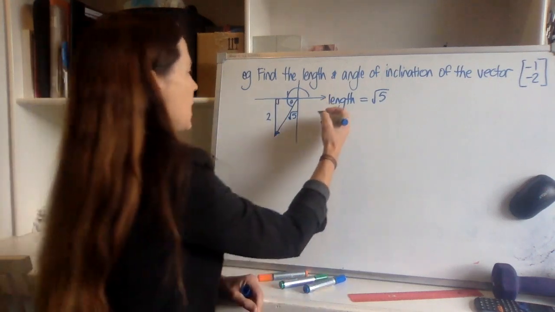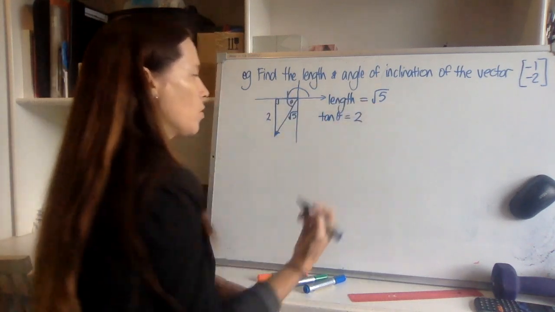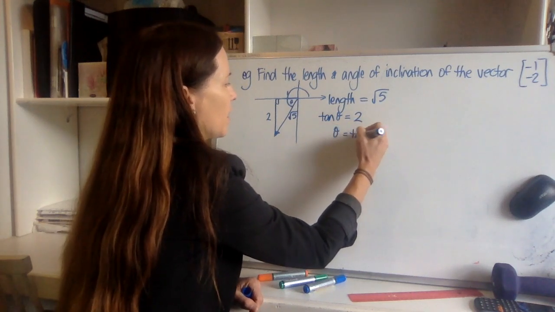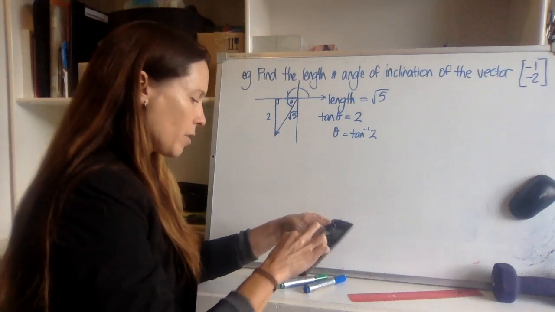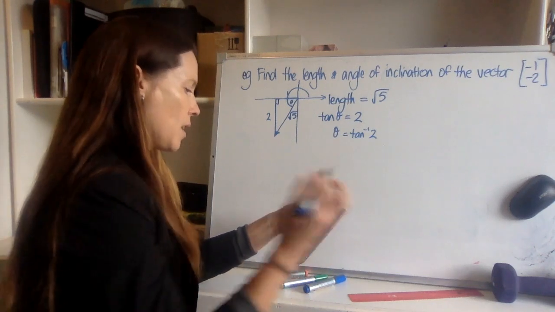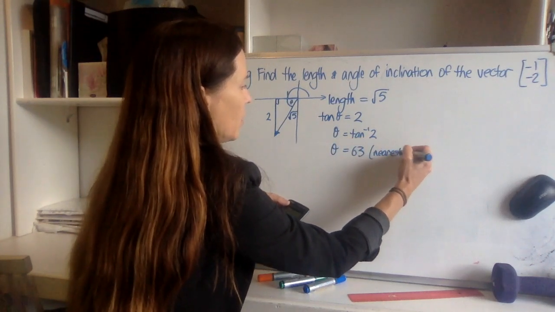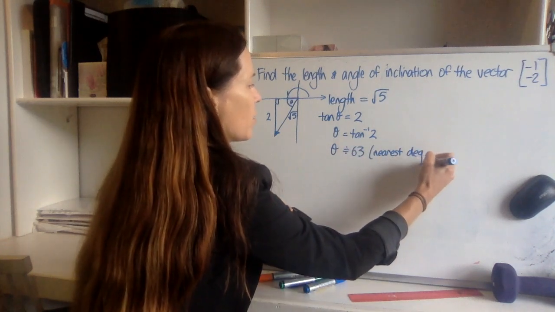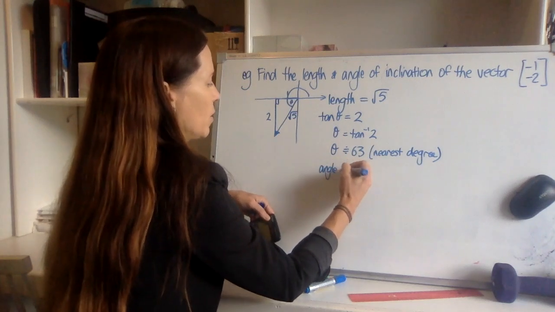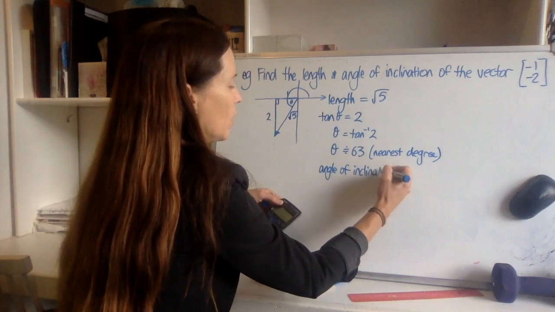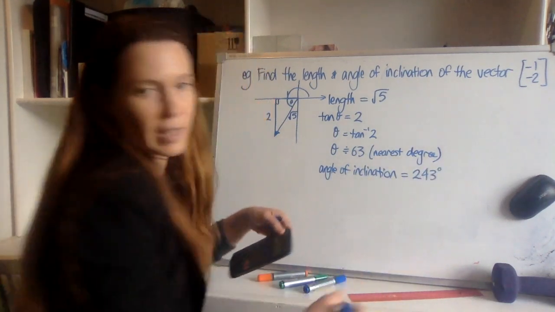So we can use sine, cos, or tan. Let's go for tan. We can say that the tan of theta is 2 over 1, so it's just 2. So then theta is going to be the inverse tan of 2, which we'll need our calculator to find because it's not an exact one. And we get 63 degrees to the nearest, we're going to say it's roughly equal to that, to the nearest degree. So therefore, the angle of inclination will be that same angle plus 180 degrees, so it'll be 243 degrees to the nearest degree.